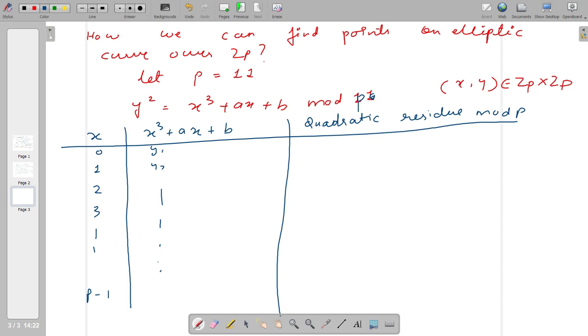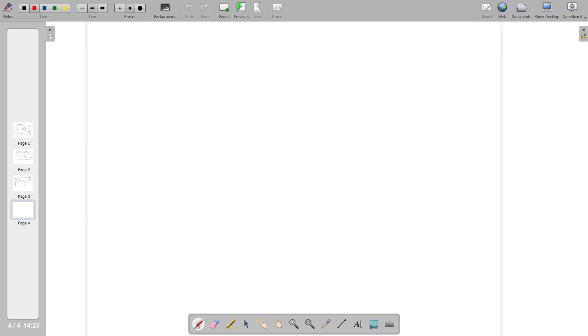So the main question is how we can find out whether a particular number is a quadratic residue mod p or not. We have already discussed what a quadratic residue mod p is, but let me define it again. The definition is, let's say x is a number which belongs to Zp.